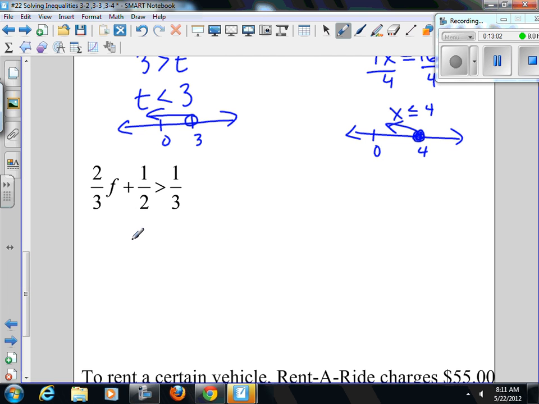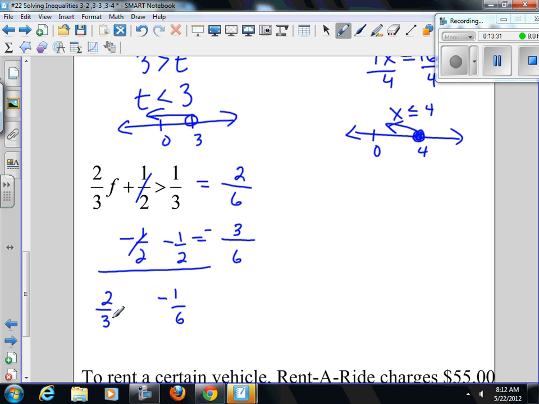Next, we want to solve this by subtracting a half from each side. Okay, so we need a common denominator, which in this case is going to be 6. So 3 goes into 6 twice, so we'll have 2/6. So we have 2/6 minus 3/6, which is actually going to give you negative 1/6. So the 1/2's cancel, so we have 2/3 f is greater than negative 1/6.